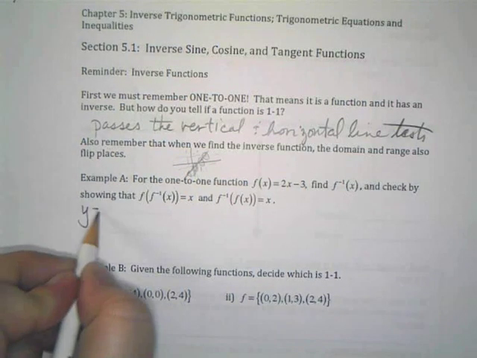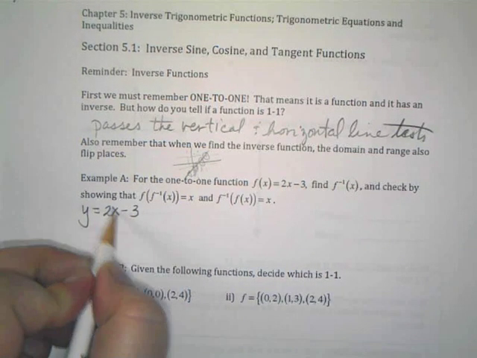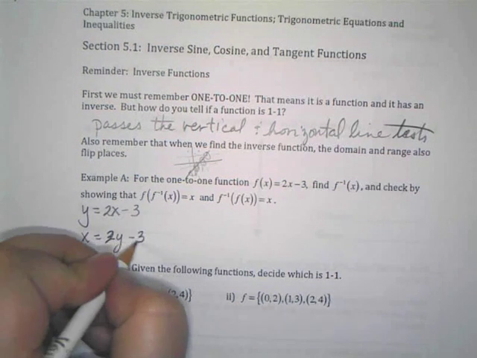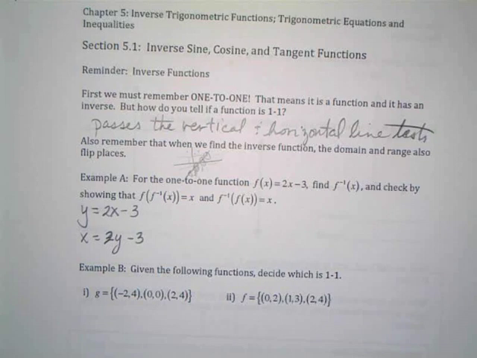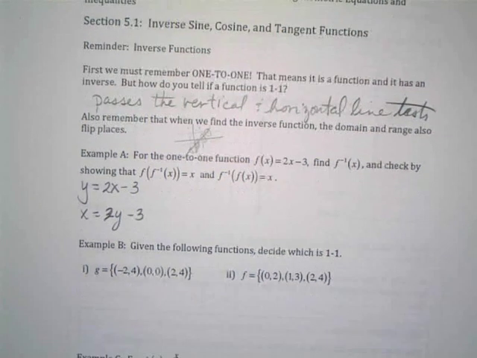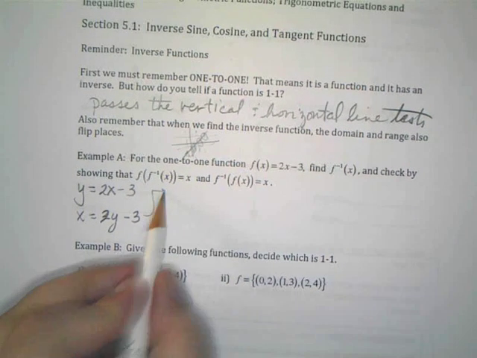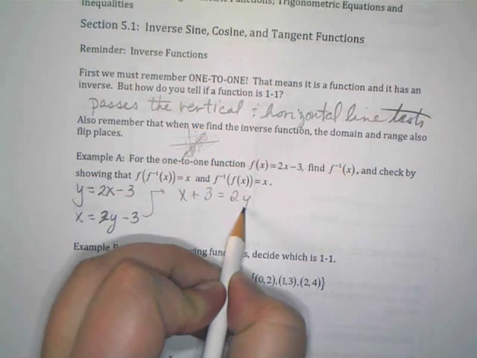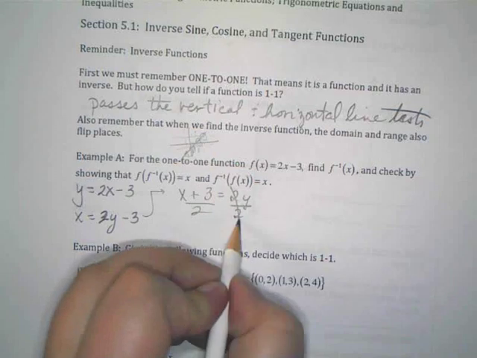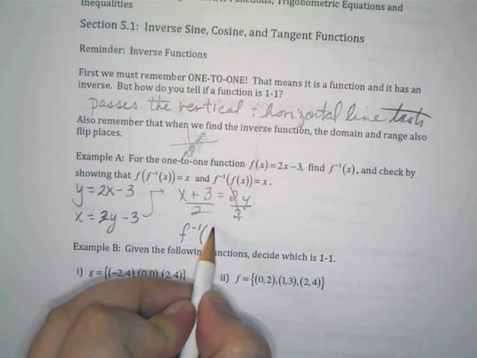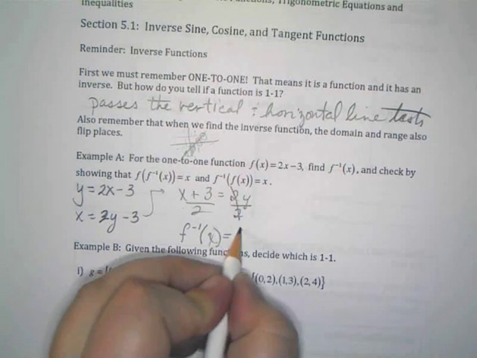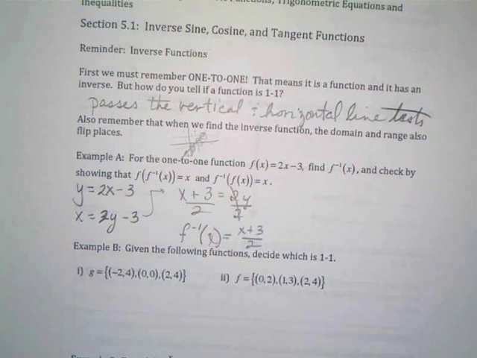So here's our function, and to find the inverse, we switch the x and the y. Make it look like that. Hopefully you guys are like, oh yeah, I've done this before, because we have. And then we solve for y. So to solve for y, I'm going to add the 3, and then I'm going to divide by 2. So the inverse function is x plus 3 all over 2.